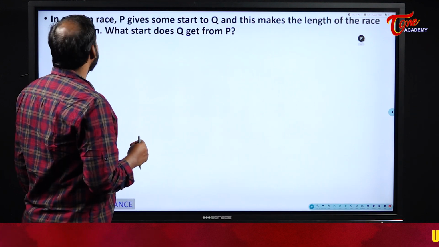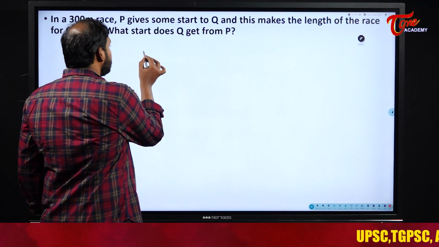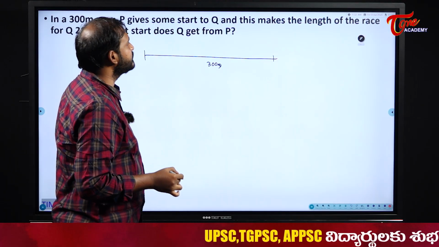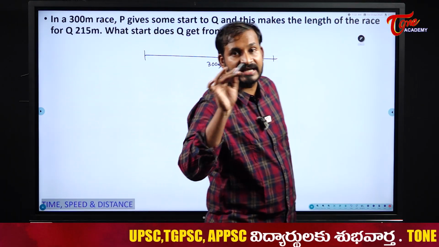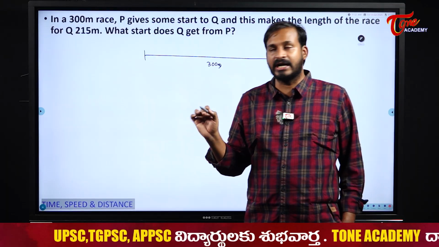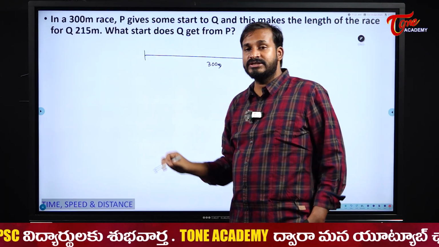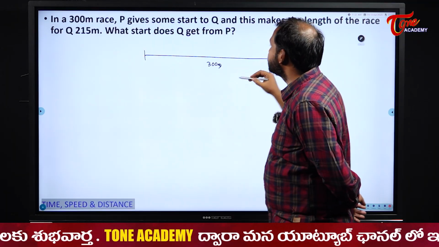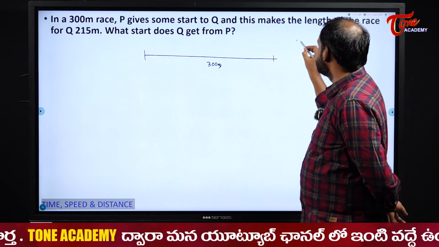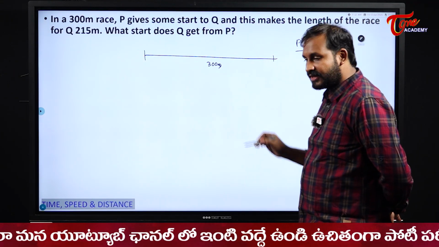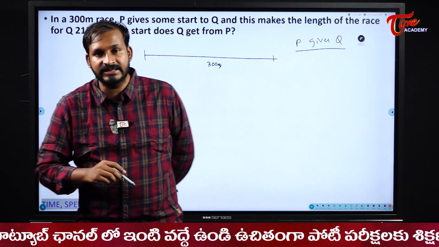Now see here, there is a 300 meter race. P gives some start to Q. We don't know how much start it is giving. This makes the length of the race for Q 215 meters. Now see here, who is giving start to whom? P gives to Q, right? That means who will cover the entire distance of 300 meters? Who is going to cover the complete distance?